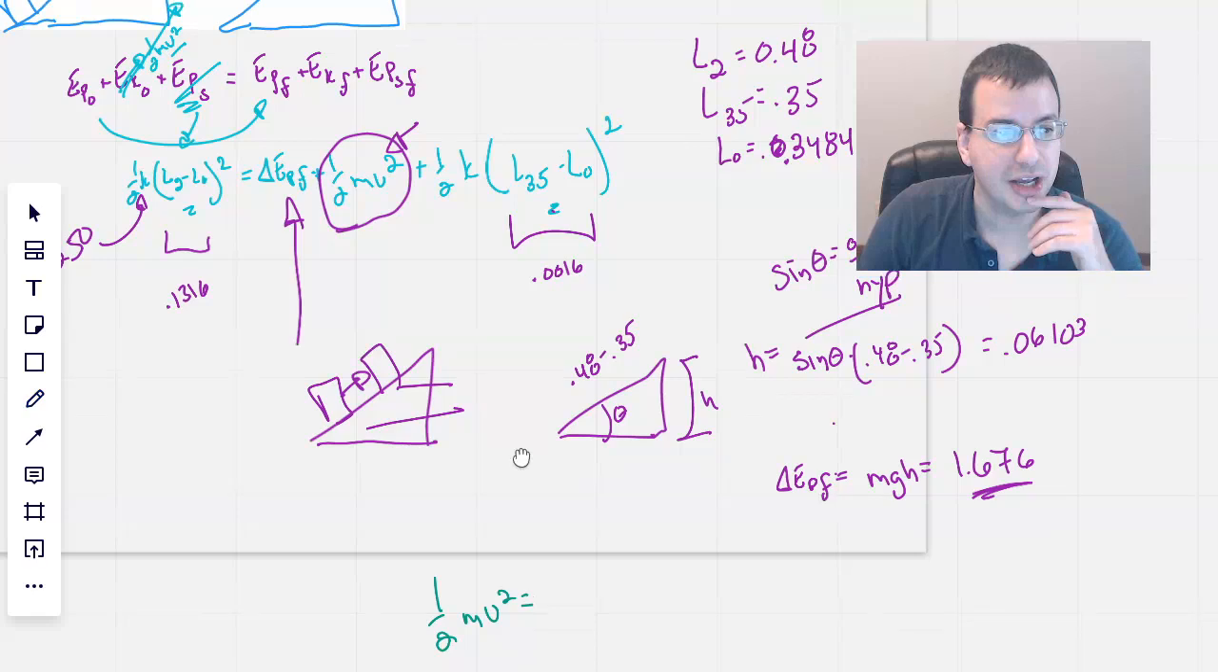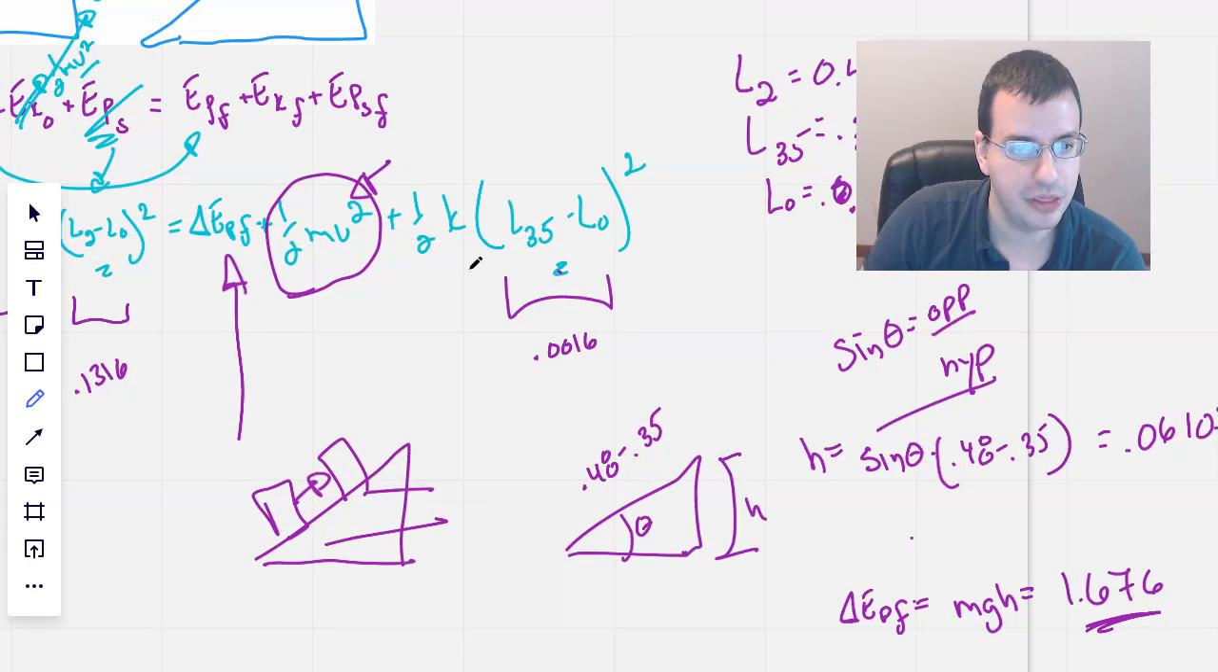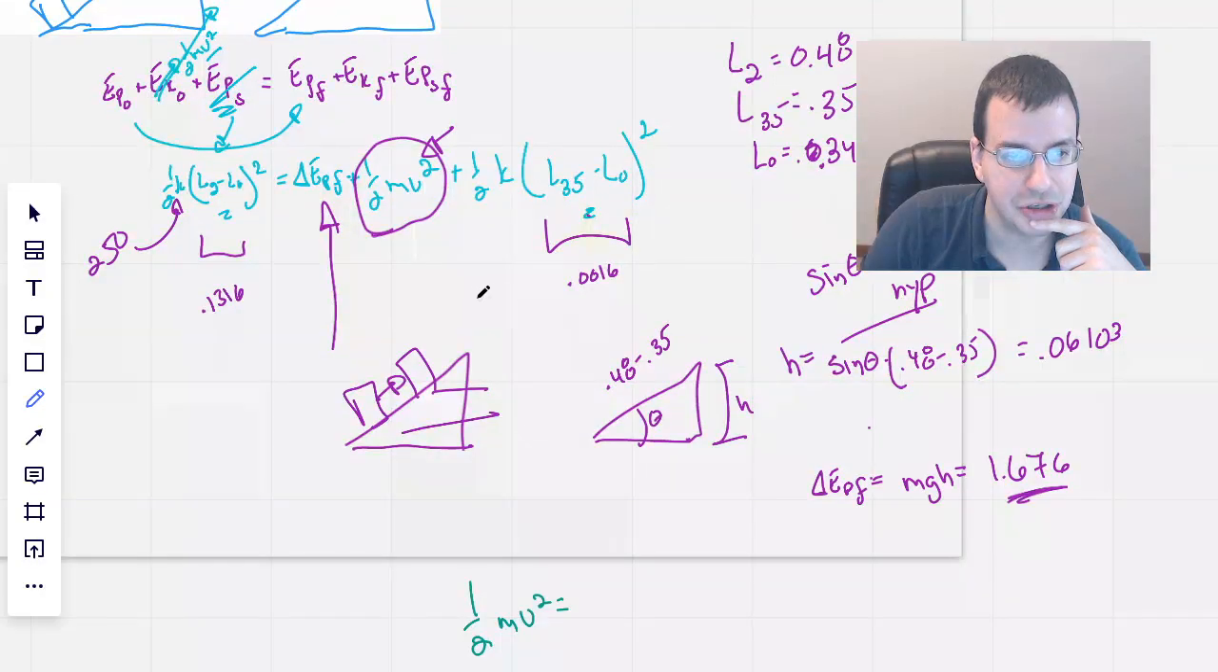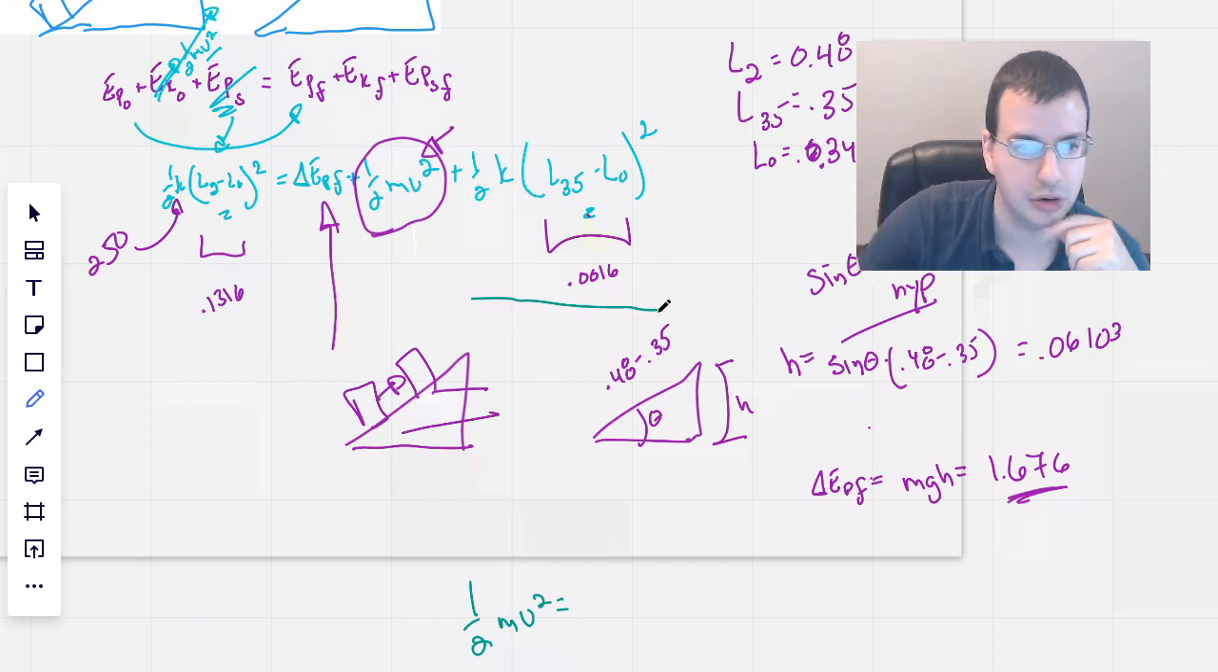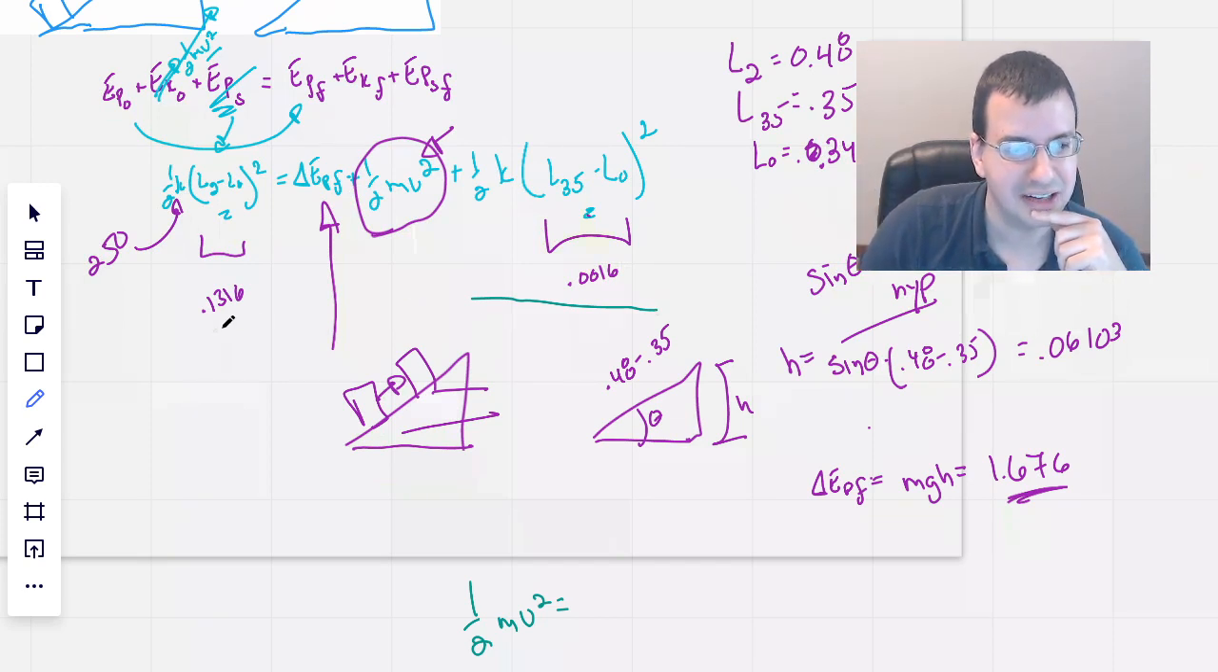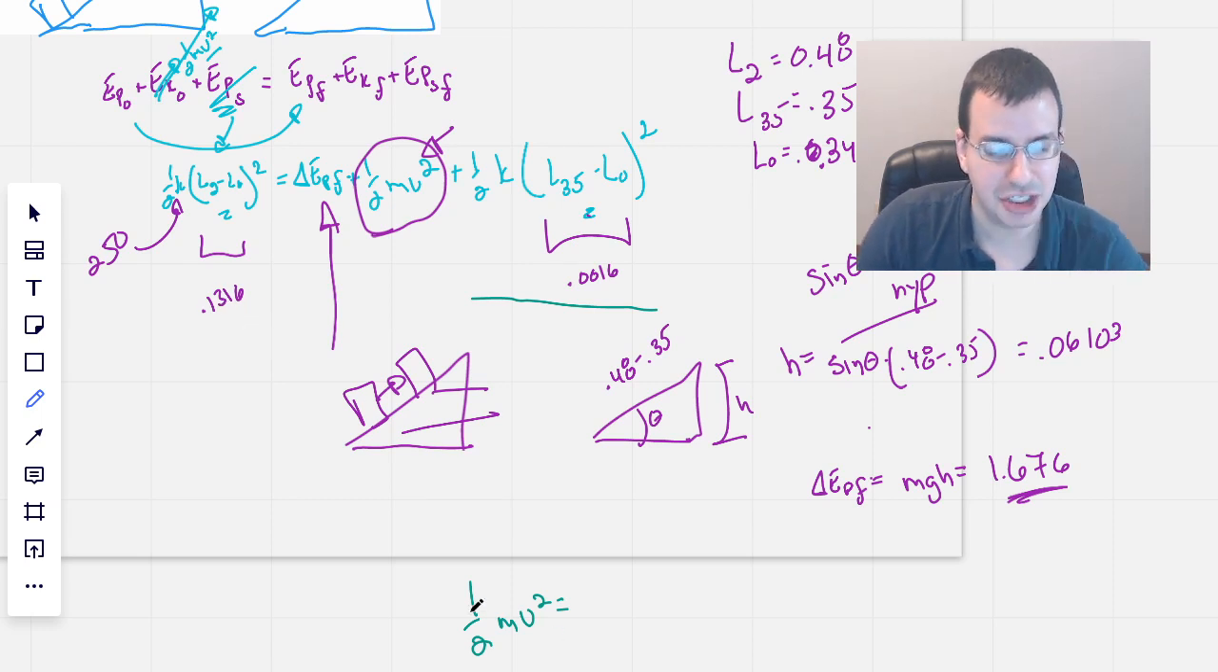So first thing I'm going to do is solve for, I'm pretty sure this will just be negligible. I can ignore it because it's like 100 times smaller than that. I should probably leave it in just in case.